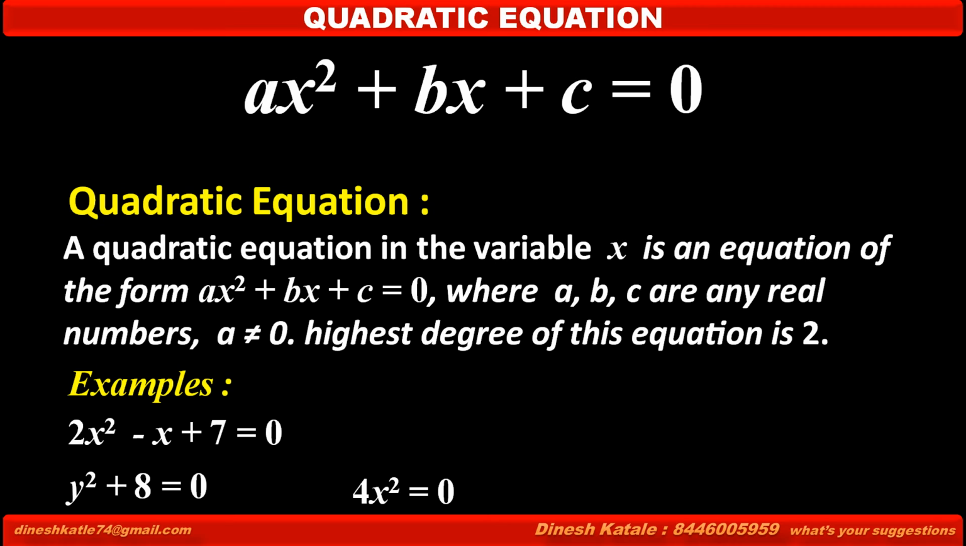Now see this equation, 4x square is equal to 0. This is also a quadratic equation because it has degree 2 with variable x. In this case, two terms are not given, the term of x and the constant. Only the term of x square is given. So such types of equations are also quadratic, where coefficients are 4, 0, 0. Meaning the coefficient of x square is 4, the coefficient of x is 0, and the coefficient of x raised to 0, that is the constant term, is also 0.